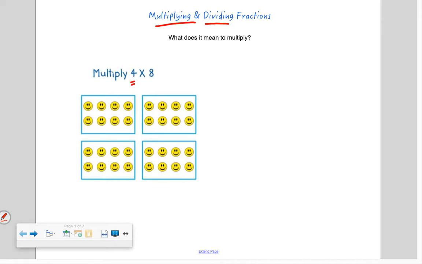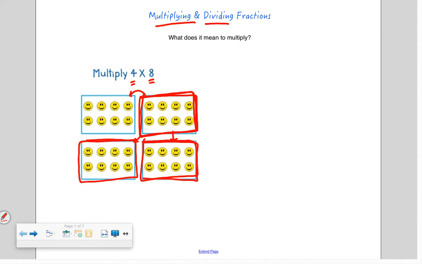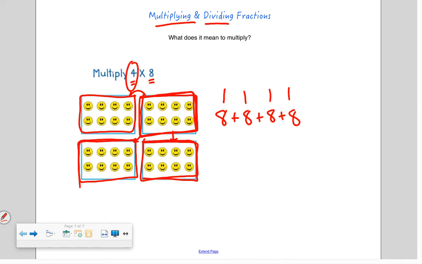I just did this quick example: 4 times 8. What does it mean to multiply 4 by 8? Well, you can think about that as taking a group of 8 things, 8 smiley faces here, and then reproducing that group 4 times, so 4 total groups of 8. What does that really mean to do? It means to take 8 and add it to itself 4 times. We can think about multiplication as repeated addition, 2, 3, 4 times, because it's 4 times 8.